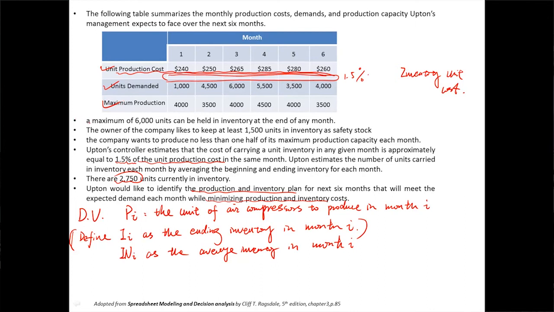And then this one. A maximum of 6,000 can be held as inventory at the end of any month. So that's another constraint, that's for the ending inventory. So the ending inventory needs to be less than or equal to 6,000.